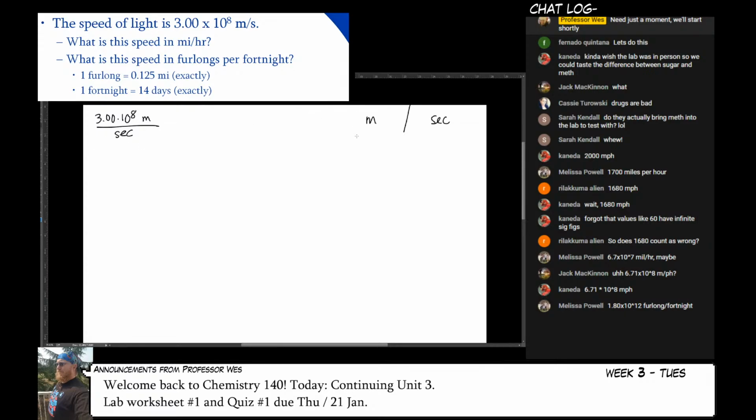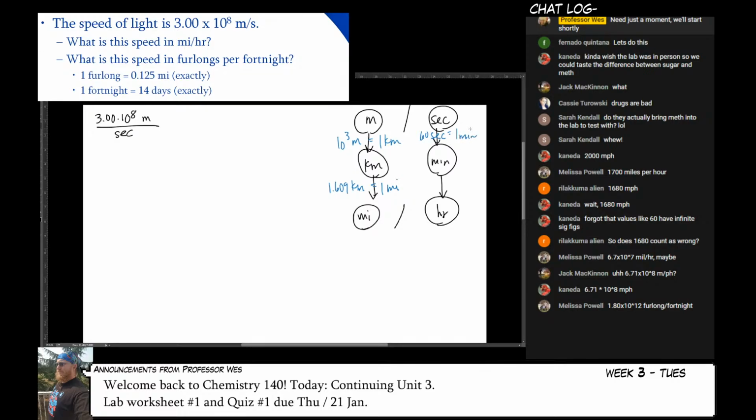So we are going to turn meters per second into miles per hour. This is the exact same process as before. So there we go. Now I've got miles per hour. Let me write in all the conversions here. So we know that 1,000 meters are in a kilometer. We know there are that many kilometers in a mile. 60 seconds in a minute. And 60 minutes in an hour.